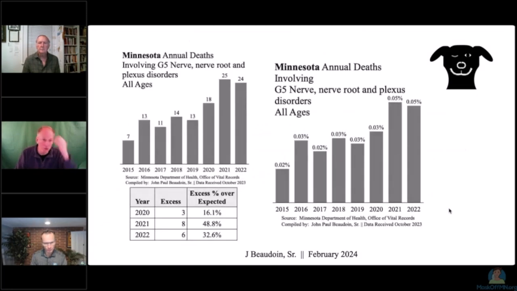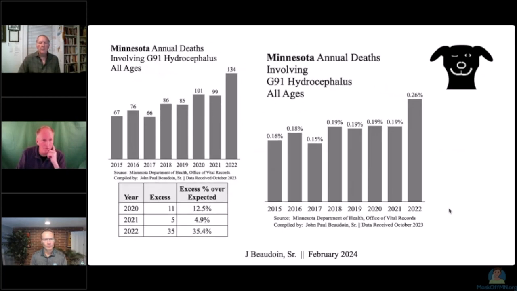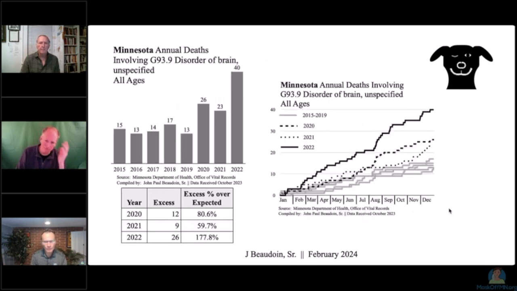All right, nerve and nerve root. These are G codes. They have to do with your nervous system. You see 21 and 22 are very high, an extra 14 people. Hydrocephalus. I mean, that's crazy high, right? An extra 30. Brain swelling? Yep. Yes. Water. It's not just swelling.